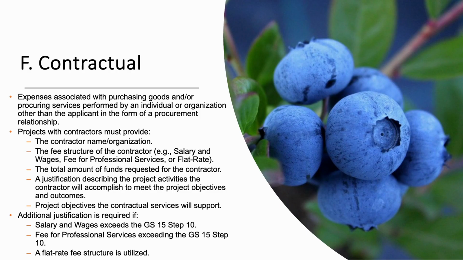Category F is for expenses associated with purchasing goods and/or procuring services performed by an individual or organization other than the applicant in the form of a procurement relationship. Projects with contractual costs must provide the following: the name of each contractor, the fee structure for each contractor, for example, salary and wages, fees for professional services, or a flat rate, and the total amount of funds requested for each contractor. Below the table, provide a justification for each contractor that describes the project activities that the contractor will accomplish and identifies the project objectives the contractual services will support from the project objectives and work plan template.